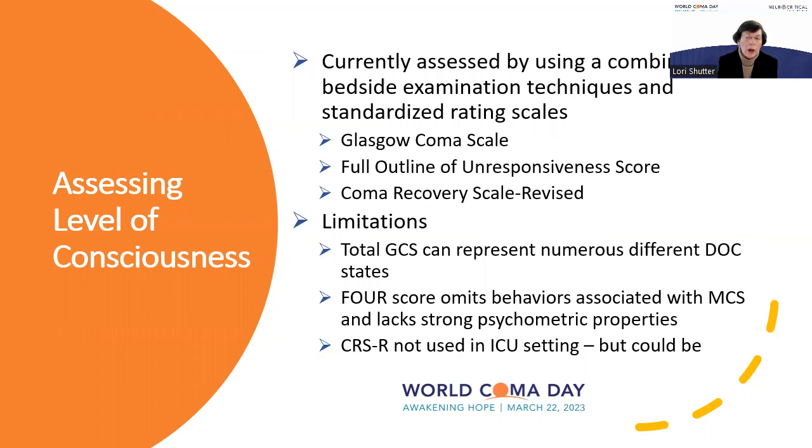The Glasgow Coma Scale is probably one of the best known scores, but one of the limitations with it is that a single GCS score can represent numerous different disorders of consciousness states. So it doesn't really help us differentiate levels of consciousness. The FOUR score actually helps improve that because it allows us to look at brainstem reflexes, but it doesn't really look at behaviors associated with minimally conscious states.